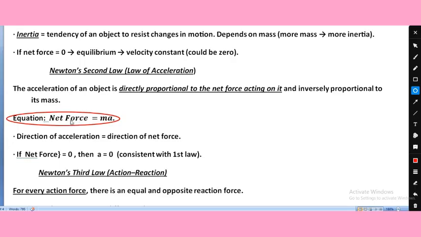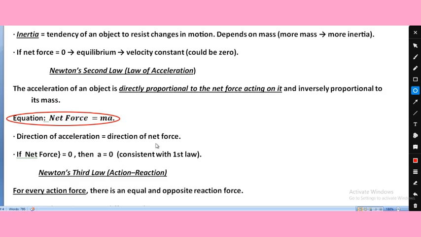When we come to the relation between mass and acceleration, if the force is constant, there is an inverse proportionality between the acceleration and the mass. For light mass, there is high acceleration. For maximum mass, there is small or minimum acceleration. Inversely proportional between mass and acceleration.